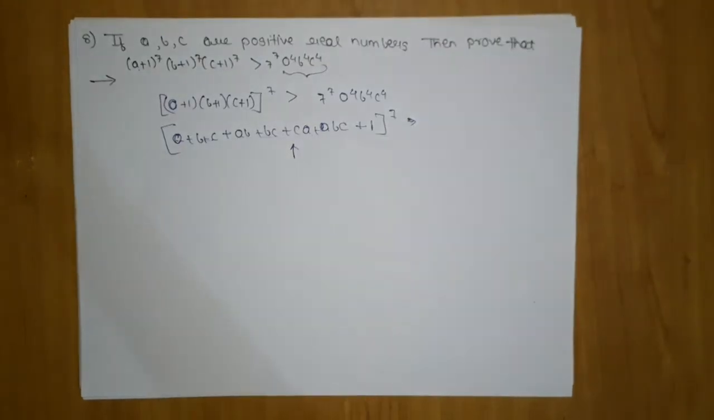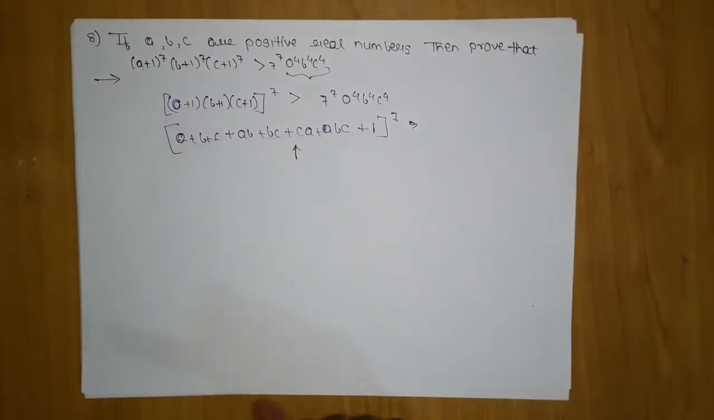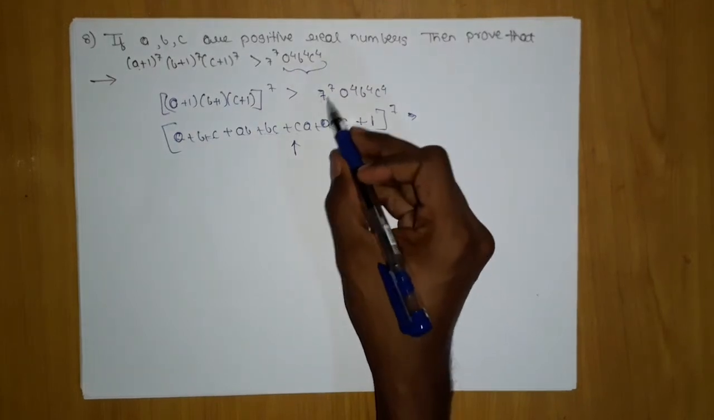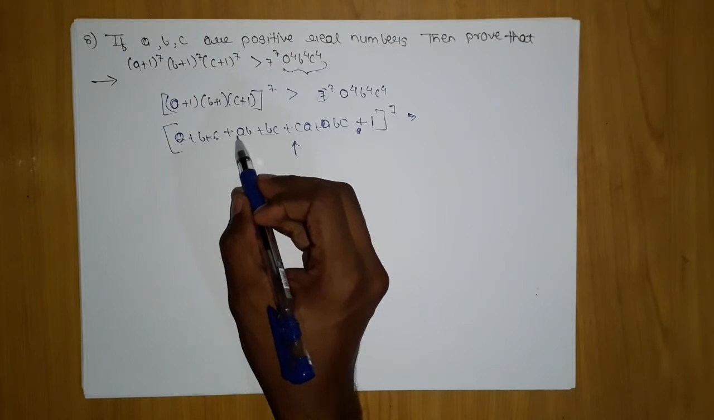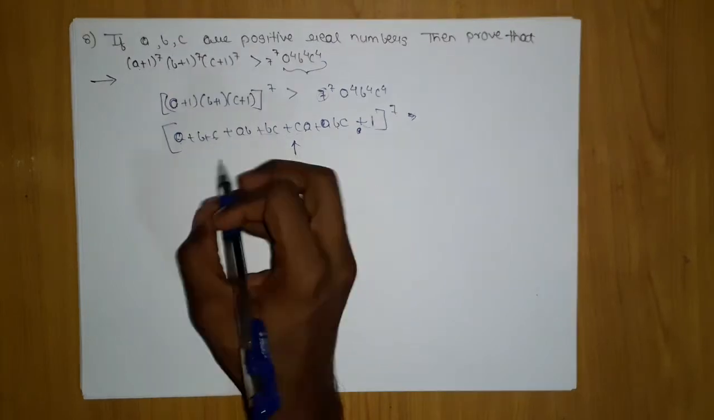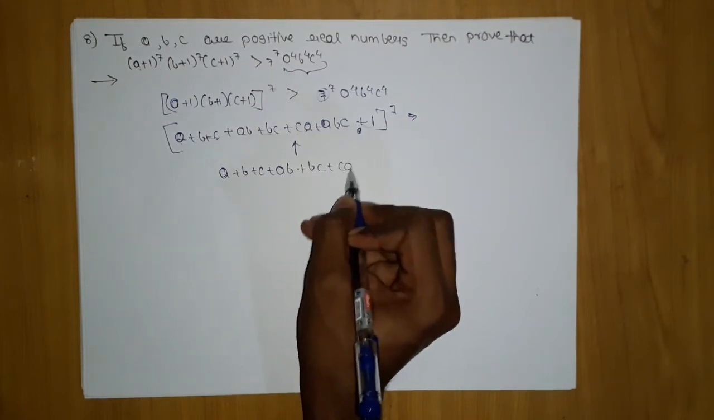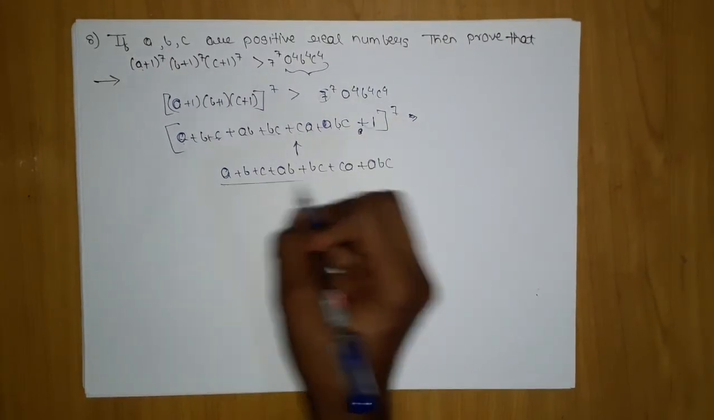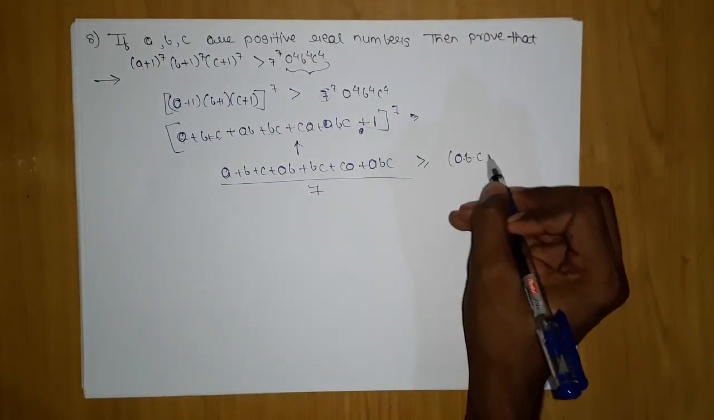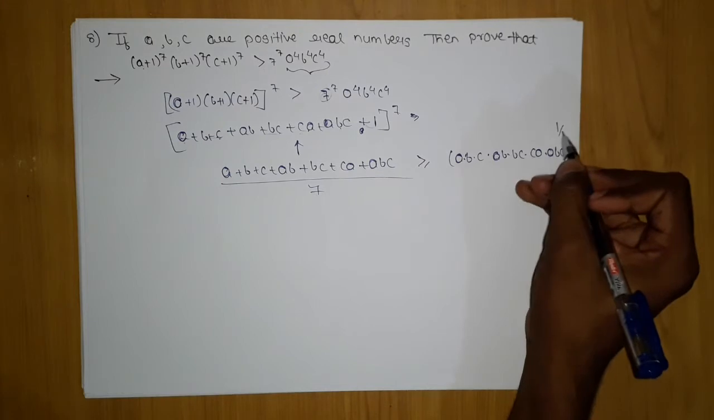Here, how many powers? 1, 2, 3, 4. 4 power. So we will not consider this one. We want to create 7 in the denominator. To create that, we will consider these 3, these 3, and this abc, and neglect the constant 1. So we will apply AM-GM on these terms only. So a plus b plus c plus ab plus bc plus ca plus abc upon 7 is greater than or equal to a into b into c into ab into bc into ca into abc, the whole power 1 by 7.